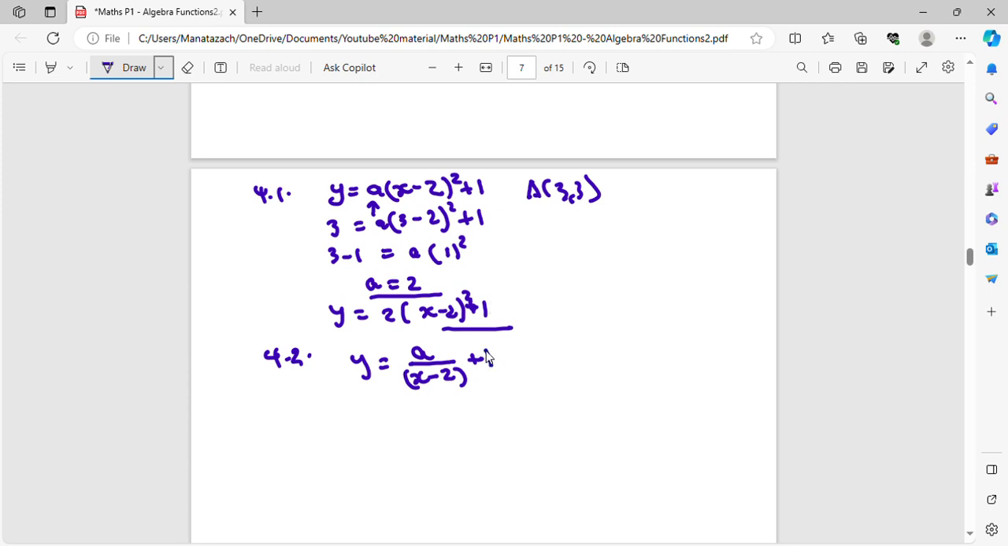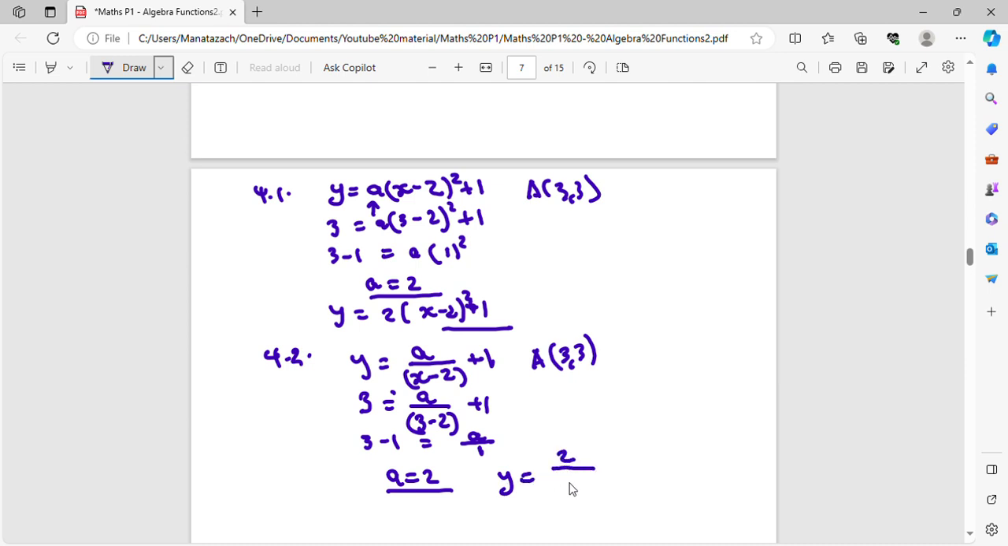So here is the horizontal asymptote. Also, the graph of g passes through point A, so the y coordinate is 3. We can solve for a. The x coordinate is 3. So 3 equals a divided by 1, so a is also 2. That means you can write in this format y is equal to 2 divided by x minus 2 in brackets, plus 1.